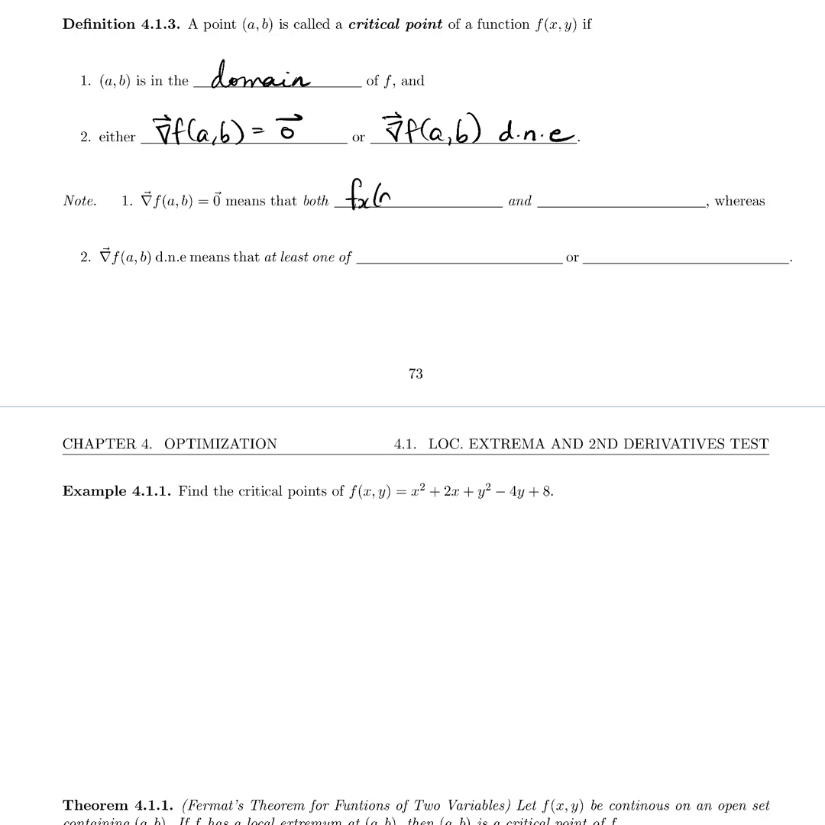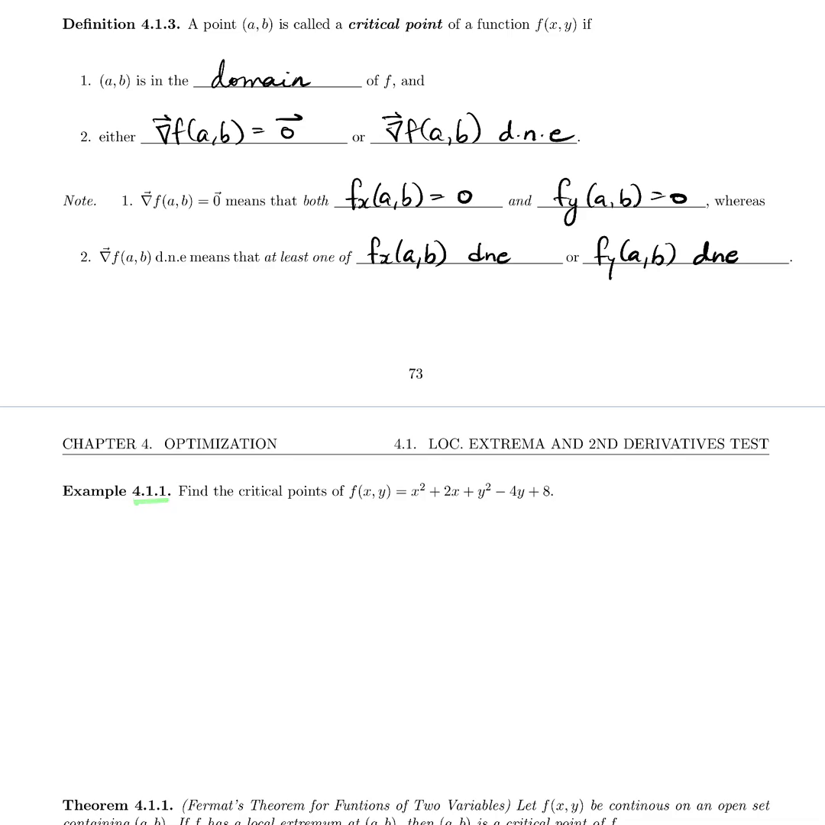Note that if the gradient is the 0 vector, that means that both of the partials, f sub x at (a, b) is 0 and f sub y, both of them must be 0. Whereas if the gradient does not exist, that means at least one of, not necessarily both, at least one of f sub x at (a, b) does not exist, or f sub y at (a, b) does not exist.